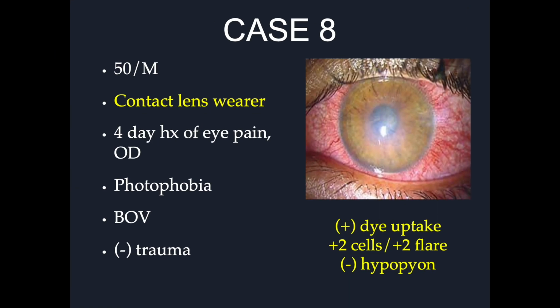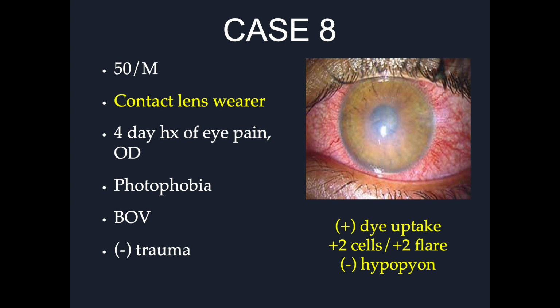Case 8. A 50-year-old male who is a contact lens wearer is now complaining of a 4-day history of eye pain, photophobia, and blurring of vision. There was no history of trauma. Some pertinent eye findings: there is dye uptake, there are cells and flares, and there's no hypopyon. And if you look closely at the cornea, there seems to be some haziness or some infiltrates.